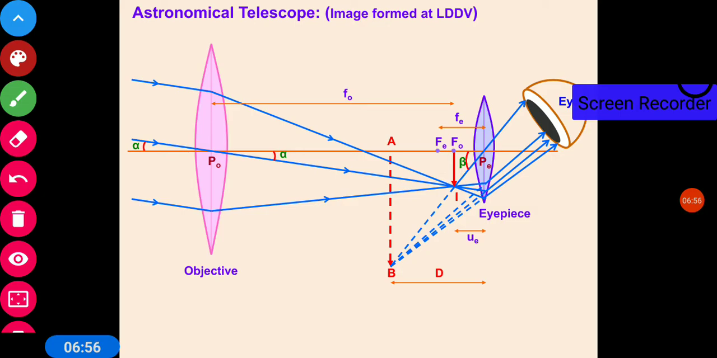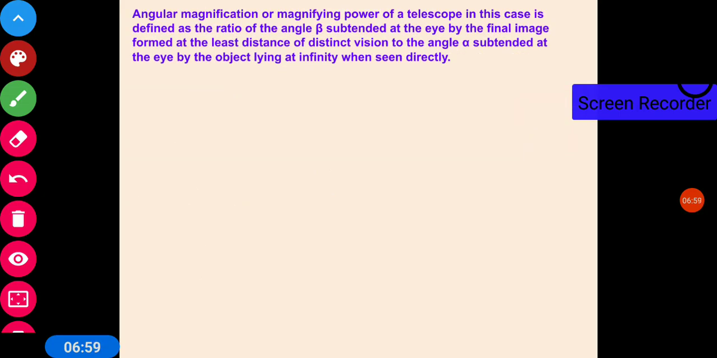Now alpha and beta. Again, angular magnification, or the magnifying power of a telescope in this case, is defined as the ratio of the angle beta subtended at the eye by the final image formed at the least distance of distinct vision to the angle alpha subtended at the eye by the object lying at infinity when seen directly. So this is the difference between the magnifying power. The main thing is this, that magnifying power is always equal to beta upon alpha. Beta is the angle subtended by the image, and alpha is the angle subtended by the object.